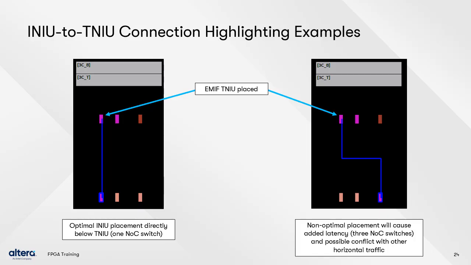If the INIU and TNIU are not vertically aligned, the blue path shows the connection through the NoC switches and the horizontal data movement that will be required. The placement on the right illustrates this. Data will need to go through 3 switches instead of only 1. Interface Planner makes it very easy to make these physical placement assignments and see how they will affect the design.